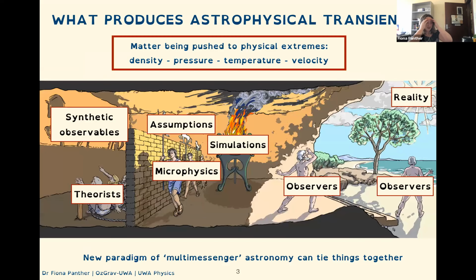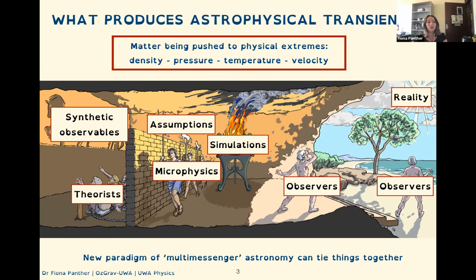So it wouldn't be a talk that I give if I didn't show a Plato's cave analogy. Astrophysical transients, I think they're interesting because here you've got matter that's being pushed to some kind of physical extreme. You're either compressing things to extremely high densities, you're putting stuff under immense pressure, you've got very high temperatures, you've got relativistic velocities. And this means as well that you can actually see a lot of these processes happen in real time, because when you've got these extreme processes taking place, they're going to be happening on human timescales.